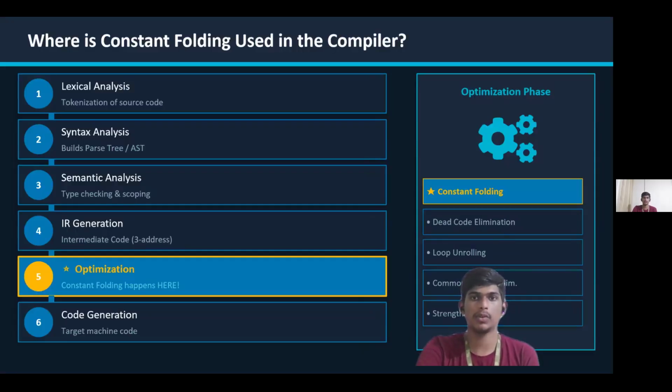And coming to where we would use this technique. In a compiler, there are multiple phases like lexical analysis, syntax analysis, semantic analysis, intermediate code generation, and optimization, where we perform the constant folding, and then later the code generation happens, and we get the target code after the final phase. So in these phases, the fifth phase, optimization, is where we apply constant folding.